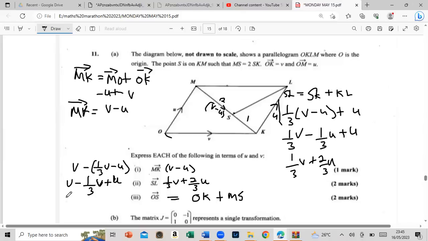Alright, so V minus that is going to give us 2/3 V. That is 1 whole V minus 1/3, plus U. And that will be our answer, and that's from O to S.